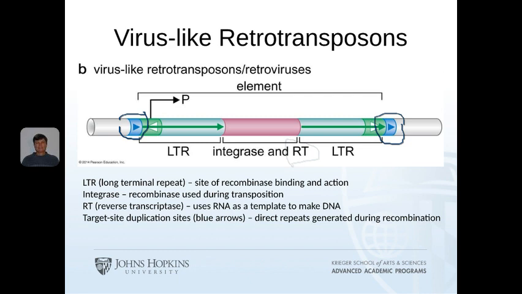As we mentioned earlier, retrotransposons require an RNA intermediate, so RT is necessary to convert RNA into DNA. The main difference between a virus-like retrotransposon and a retrovirus is the fact that the retrovirus is packaged into a viral particle that can exit the host cell and infect a new cell. The virus-like retrotransposon can never leave the cell and can only move to new DNA sites within the same cell.